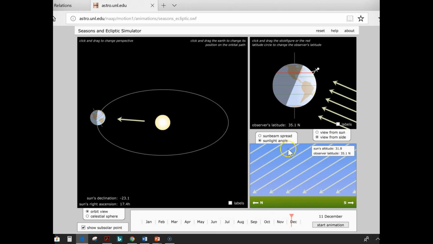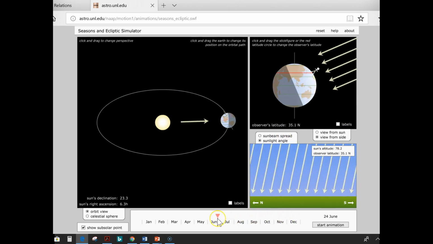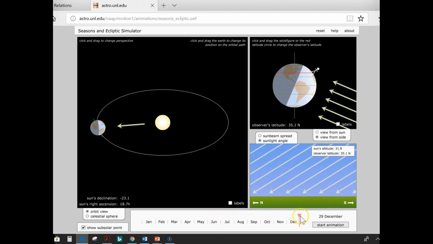So I want us to look for a moment at June 21st. At this date, where is the sun shining most directly? I hope you didn't say the equator, because the rays of light are shining most directly on this latitude right here, which is 23.5 degrees north, and it's known as the Tropic of Cancer. If we look at December 21st, again, the sun's rays are not shining most directly on the equator. They're shining most directly at this line here, which is 23.5 degrees south, or the Tropic of Capricorn.